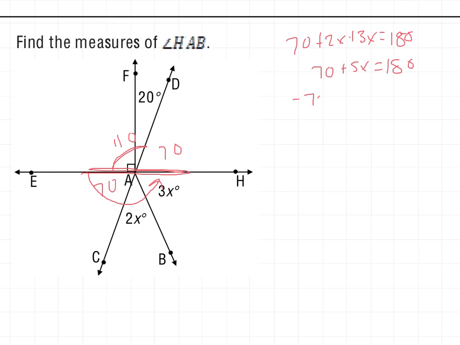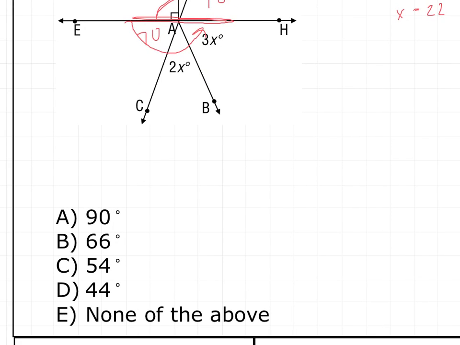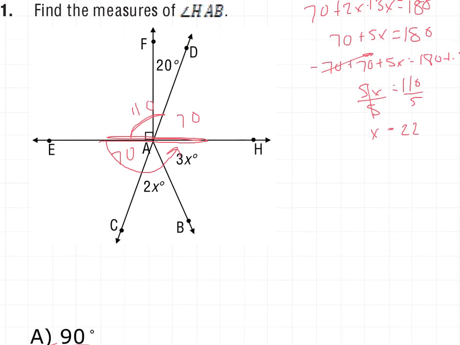Add the negative 70 to both sides. That gives me 5x is equal to 110. Divide both sides by 5. That gives me x is equal to 22. Now I need to find the angle of HAB. That would be 3 times x, which would be 66.